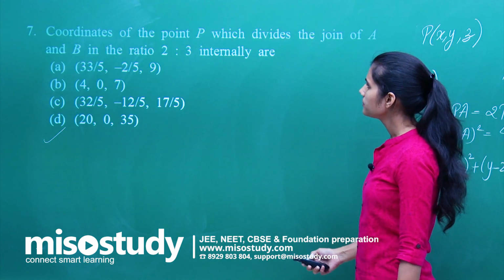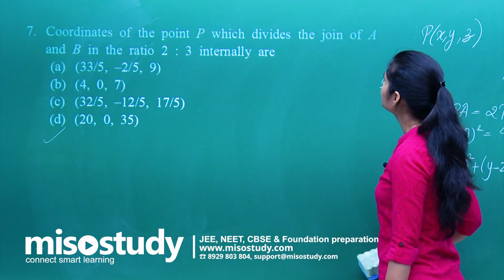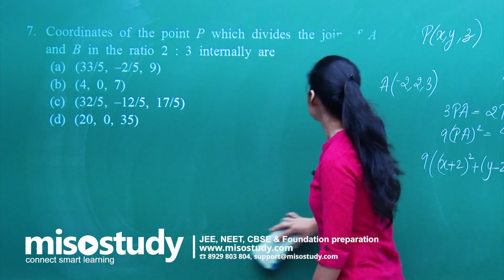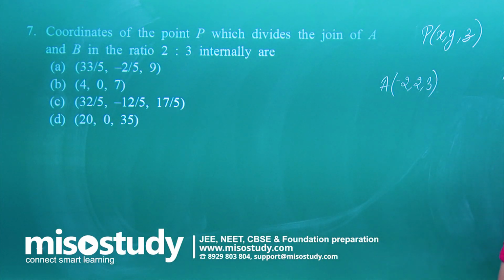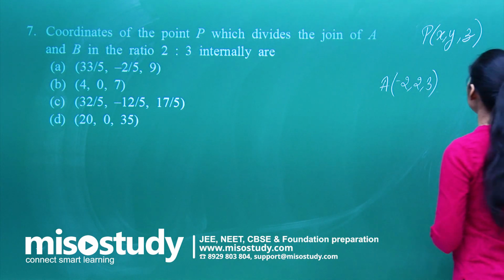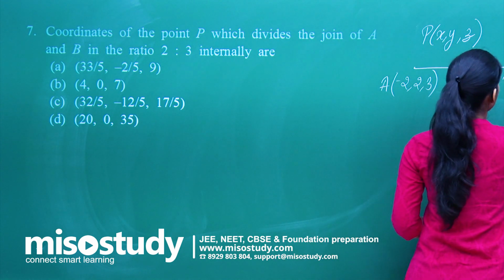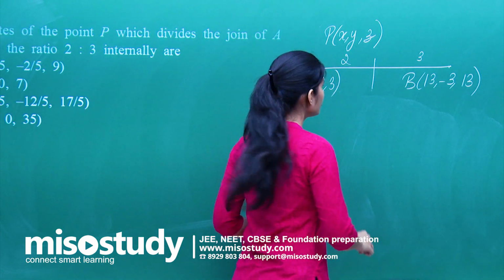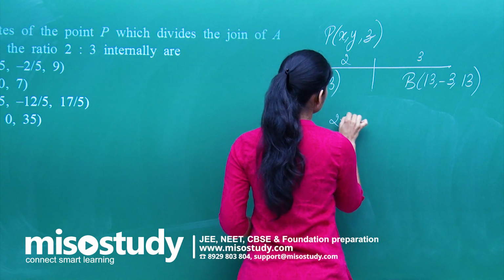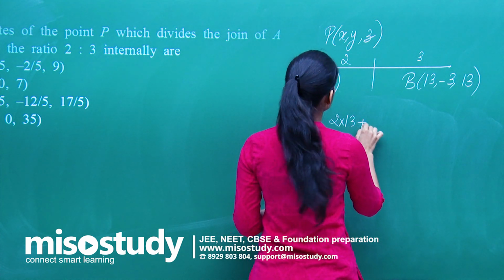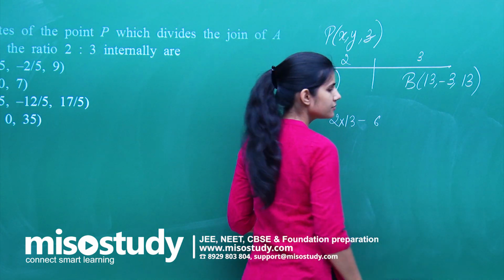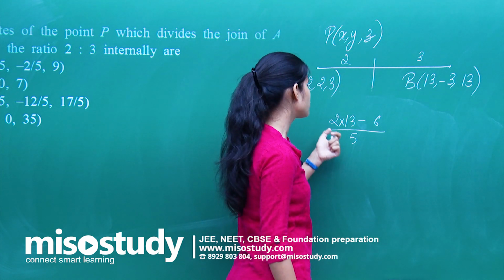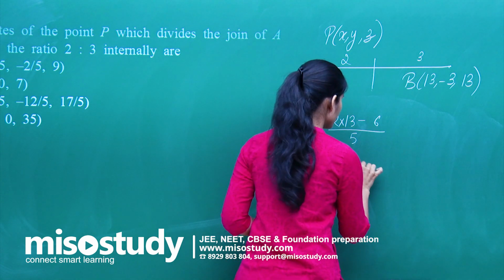Next question says what? Coordinates of point P which divide the join of A and B in the ratio 2:3 internally are what? Let's see. So coordinates of a point which divide the join of A and B internally in the ratio 2:3. What are the coordinates of this point? You know, 2 into 13 plus 3 into minus 2, upon 5. This becomes what? 3 into 2 is 6. So 26 minus 6. So 20 upon 5, that is 4.